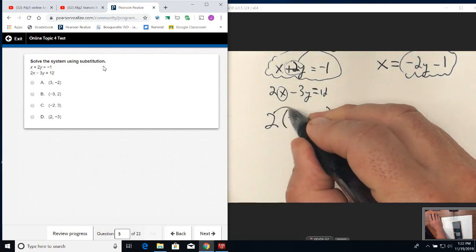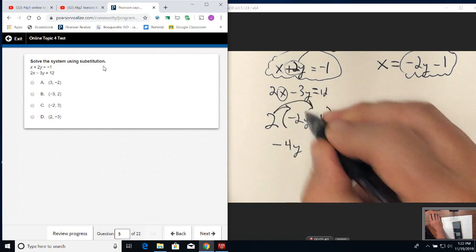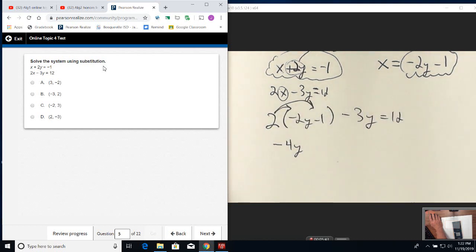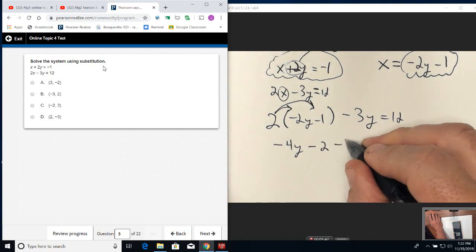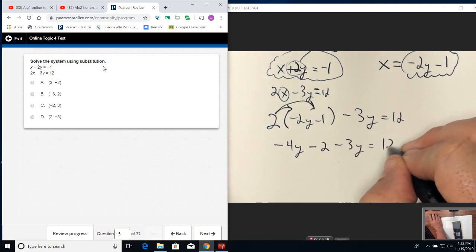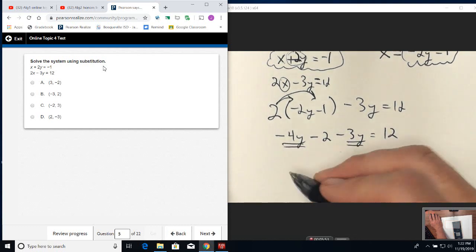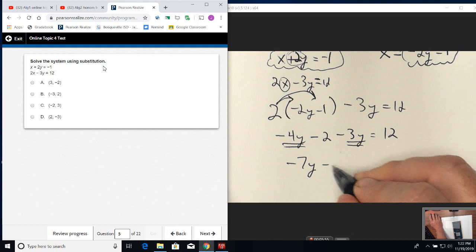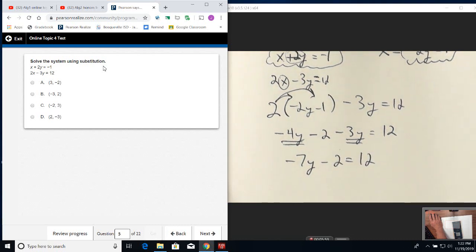So to solve that, I have to distribute first. That would be a negative 4y, and then 2 times negative 1 is a negative what? 2 minus 3y is equal to 12. Then combine like terms. That's negative 7y minus 2 is equal to 12. Now what do I do?